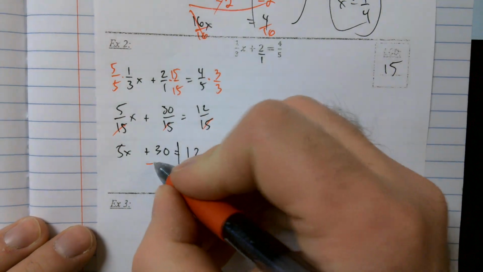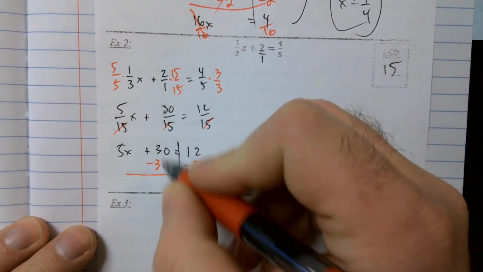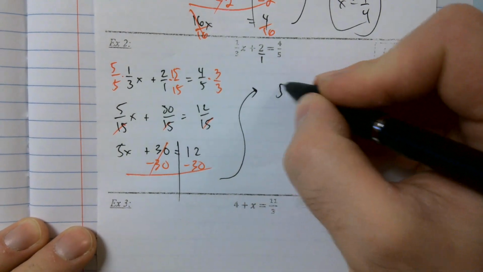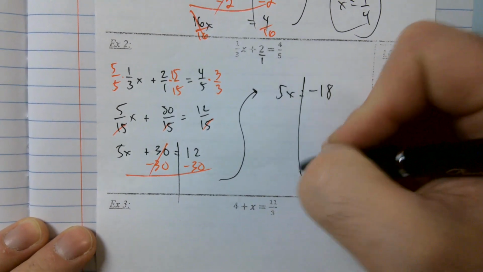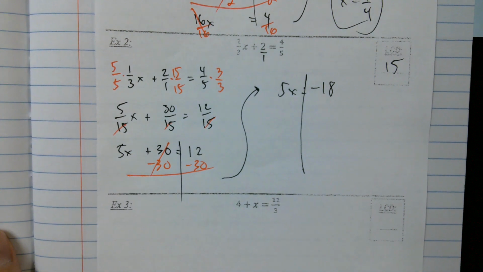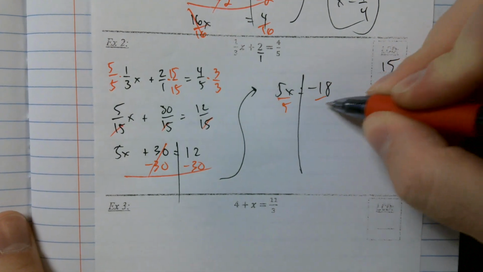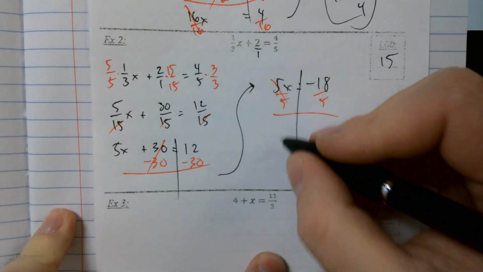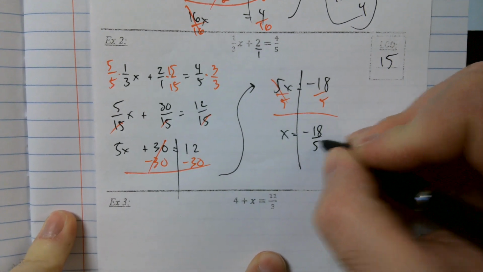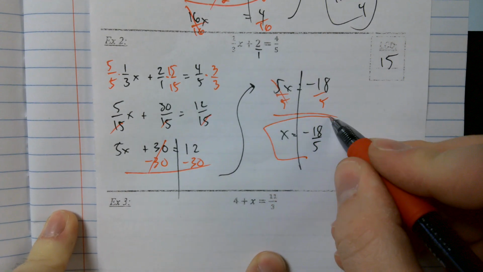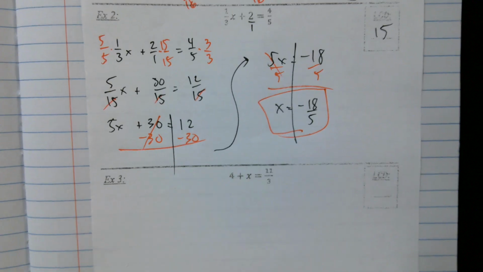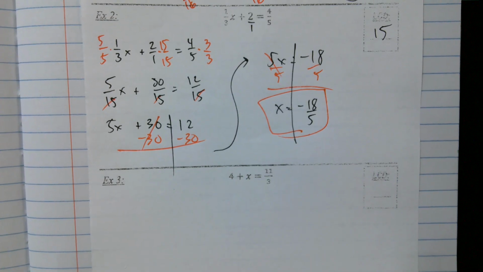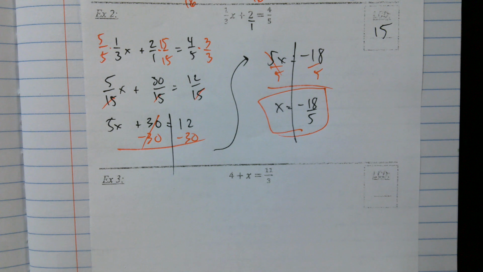Subtract 30. Good. Get negative 18. And then we would divide by 5 on both sides. Good. Can I simplify 18 over 5 at all? No, I cannot. 5 can only be split into 5 times 1. 5 doesn't go into 18. So we leave it as negative 18 over 5.